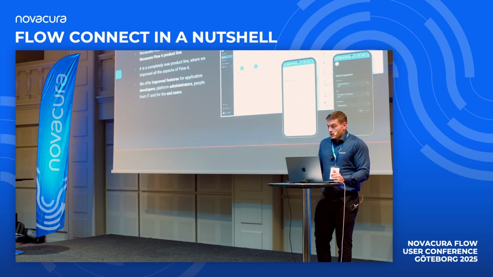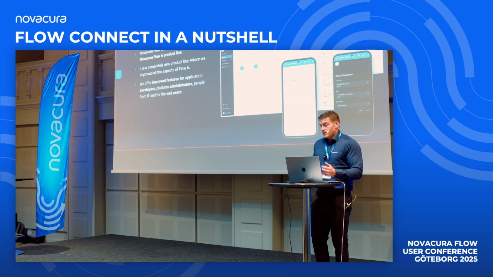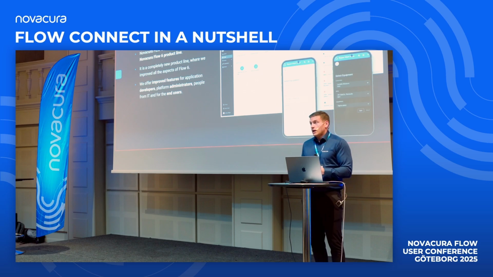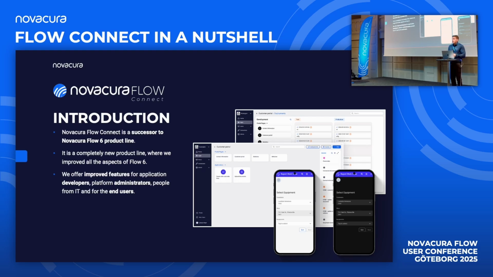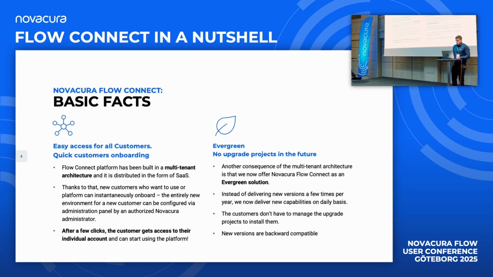So Flow Connect is the completely new product line for Flow Classic. It was rebuilt from the ground up. We did not take code from our old product and maneuver it into our new product line. We started fresh and we've added a lot of new features with that. It is built on a multi-tenant architecture.